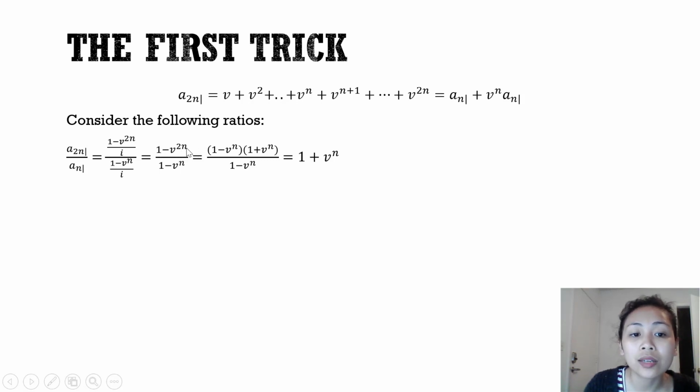And remember, 1 minus v to the 2n is just 1 minus v to the n times 1 plus v to the n. This is the difference between two squares in college algebra. So a squared minus b squared is a minus b times a plus b. And then 1 minus v to the n cancels out with 1 minus v to the n, so we have 1 plus v to the n. Another way to look at this is you can bring the whole thing down here. So a of 2n over a of n is just a of n plus v to the n a of n over a of n, so that's 1 plus v to the n.